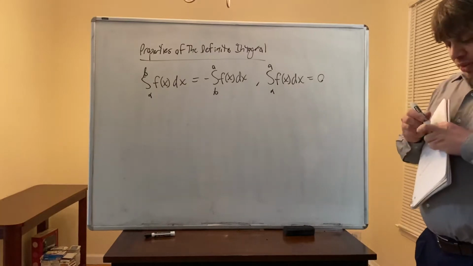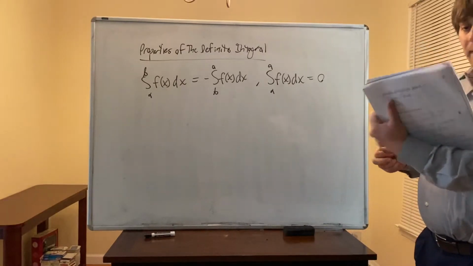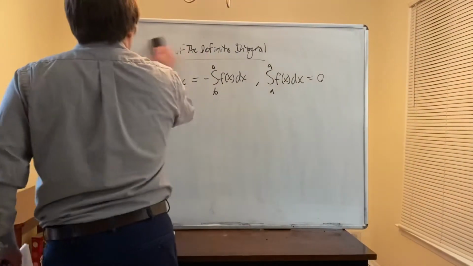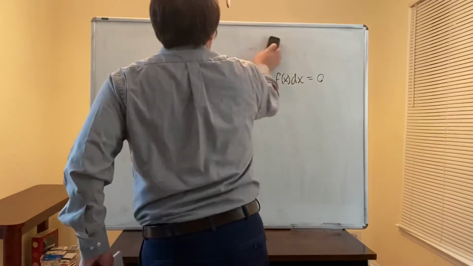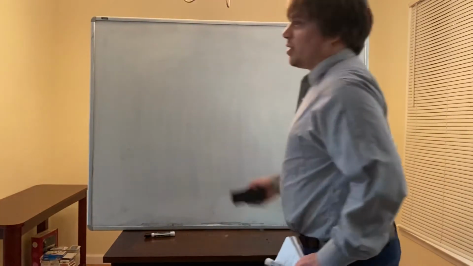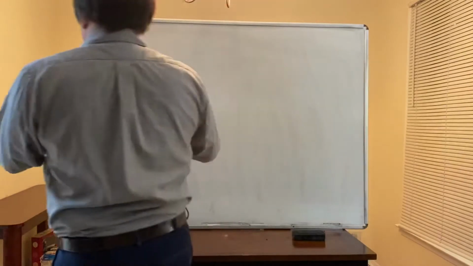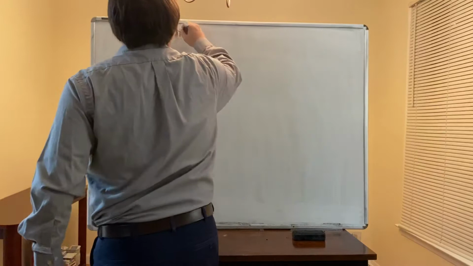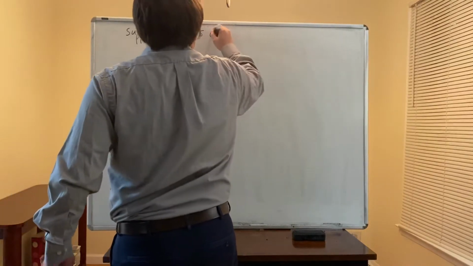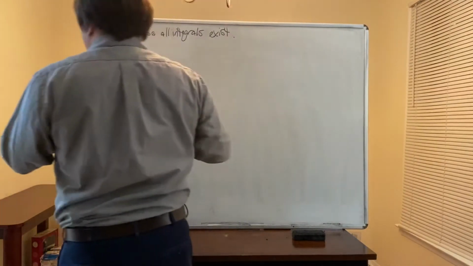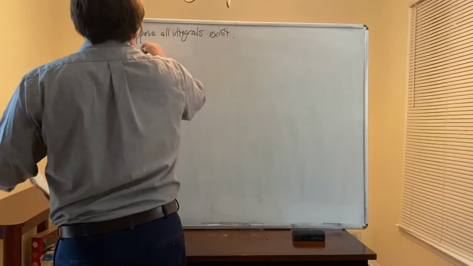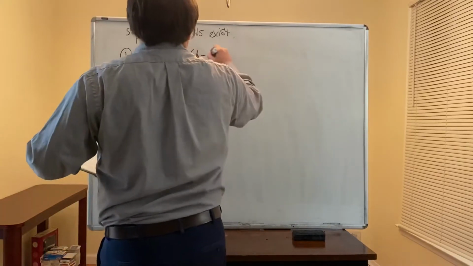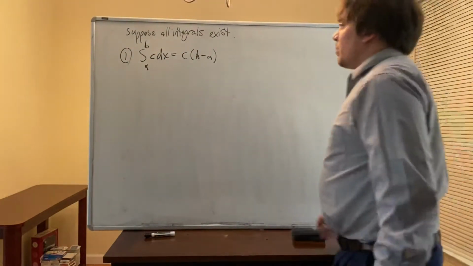Okay, I'm also now going to put a list of 8 more properties. And so to do that, I'm going to erase these two equations. And I'm going to erase the title. Okay, so I'm still talking about properties of the definite integral. But I need to give myself more space on the board for this list. Okay, so I'm going to suppose all integrals exist. Okay, and the first property is that the integral from a to b of c dx is equal to c times b minus a, where c is any constant.